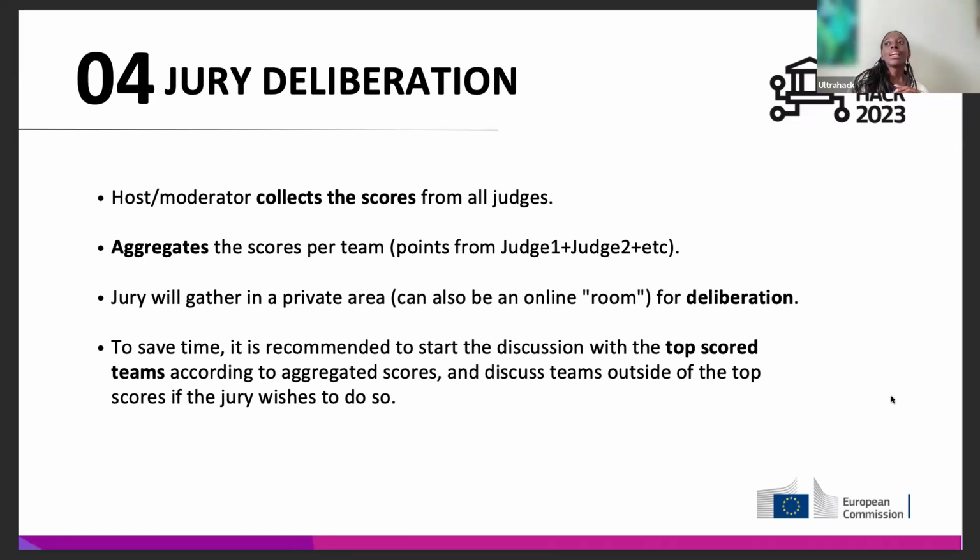Then you gather the jury in private, and if it's online, you can create a private link for them or a breakout room that only juries are allowed into for the deliberation. To save time in this process, it's recommended to create a top score list, for example the top 10, according to the aggregated scores. And then discuss the teams outside of the top if the jury wishes to do so. But the main focus should be the top teams.